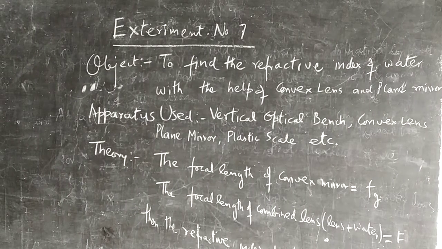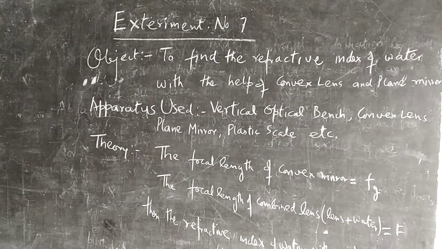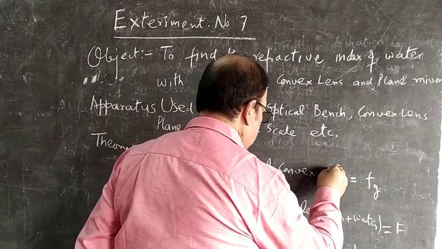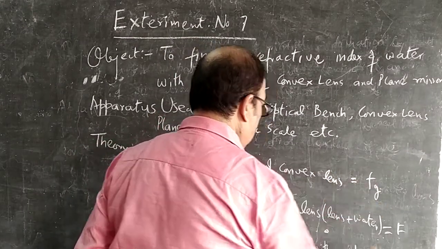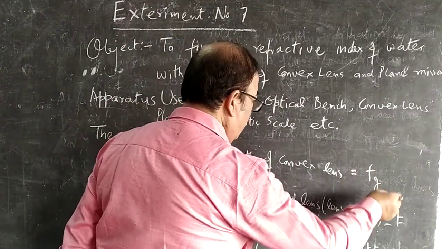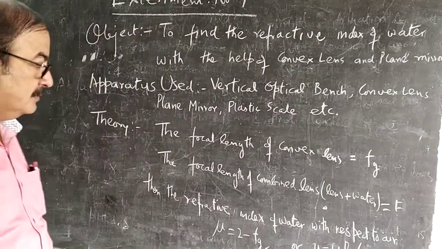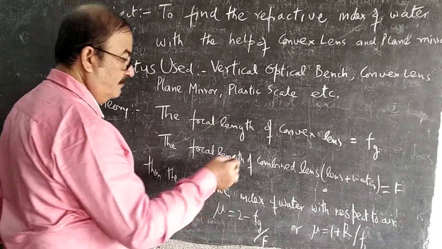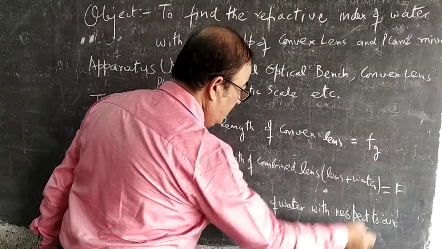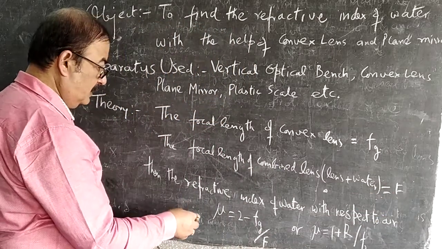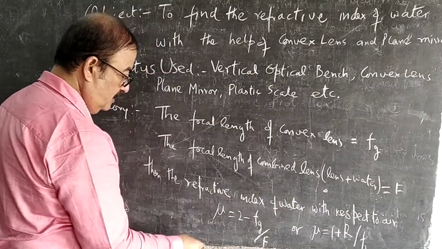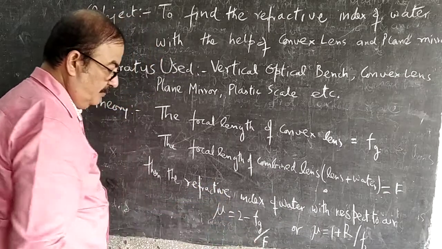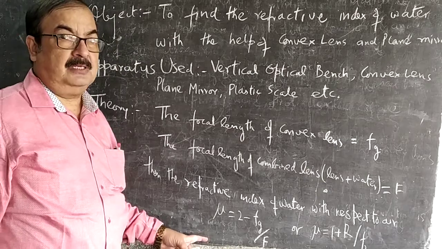I have written it mirror. It must be lens, convex lens equal to Fg. G for glass, because the lens is made up of glass. The focal length of combined lens, that is lens plus water, is capital F. Then the refractive index of water with respect to air is given by mu equal to 2 minus Fg upon F. This is the method we will adopt in the lab.